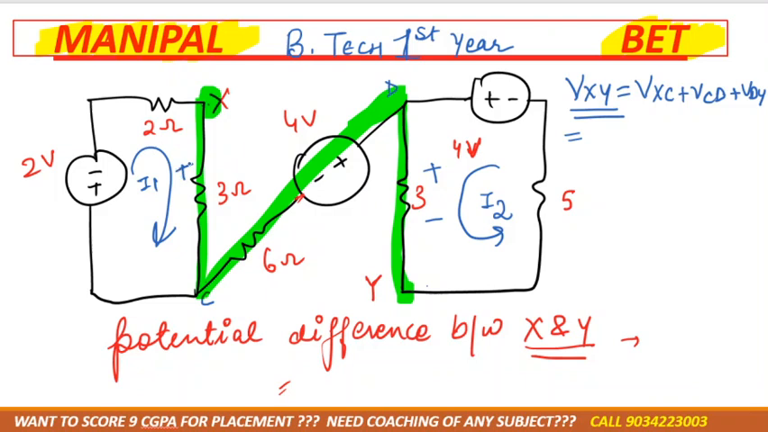Now we'll mark the sign convention and then we have to take it according to the second sign. You are moving from A to X to C. Second sign is minus 3I1. You are moving from C to D. Second sign is plus 4. Neglect this resistance because in this no current is flowing. Now you are moving from D to Y. Now the second sign is again minus 3I2. Right? Correct? So in this case, we need to calculate I1 separately and I2 separately.